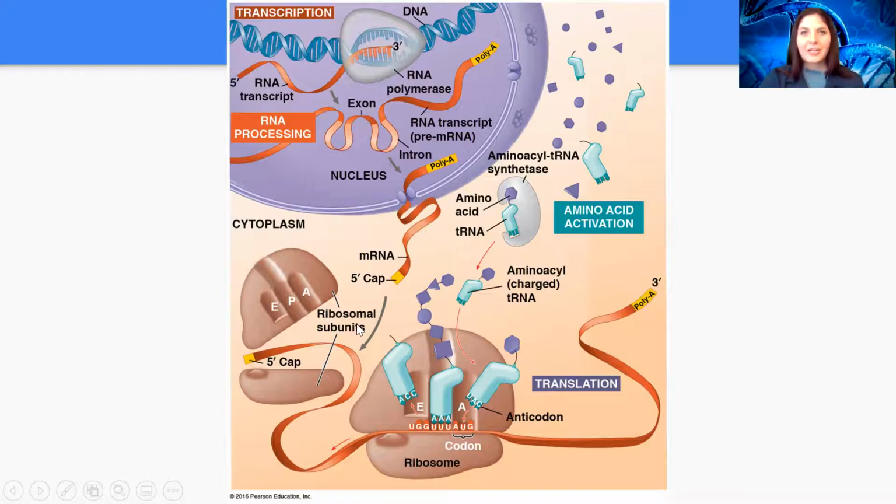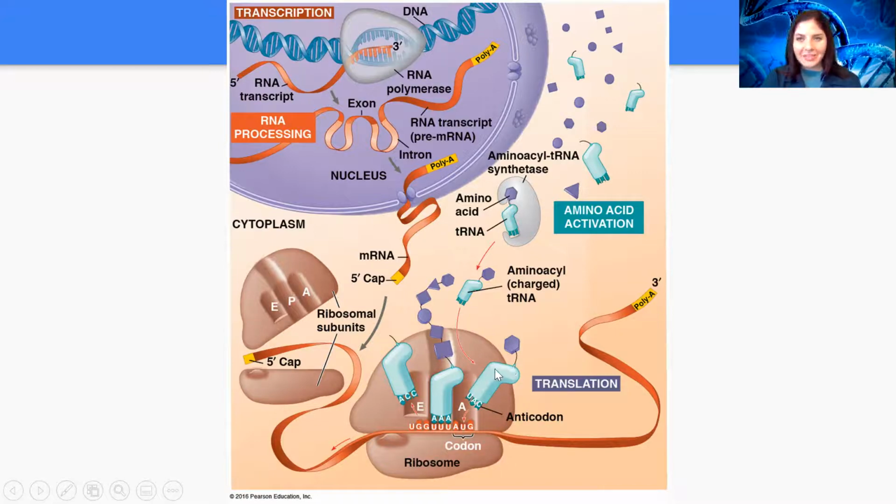Once this messenger RNA strand is at the ribosome, now translation into a protein can occur. We have transfer RNA molecules that are going to take the codon, or the anticodon, I should say, and that's going to link up to the codon on that messenger RNA strand. So transfer RNA has an amino acid on top. It has an anticodon on the bottom. That anticodon links through hydrogen bonds to the codon on the messenger RNA strand.